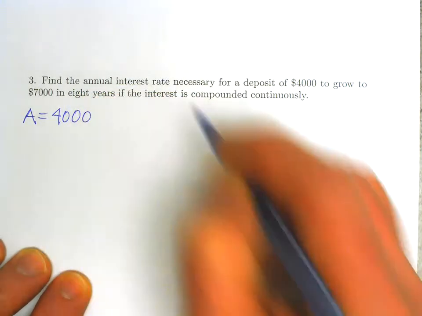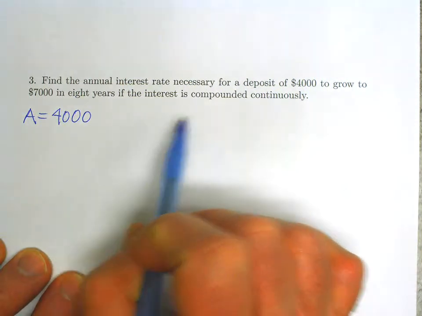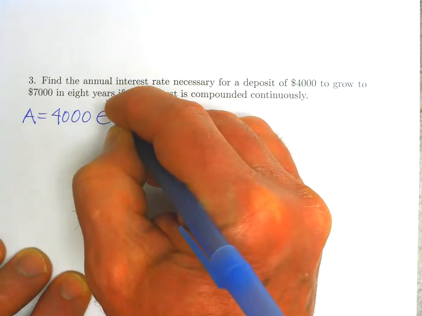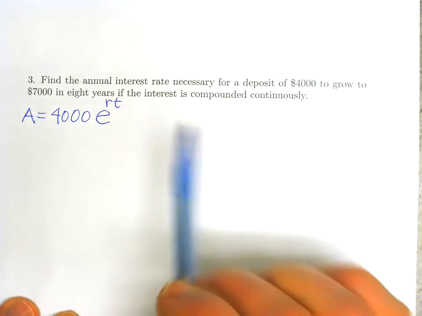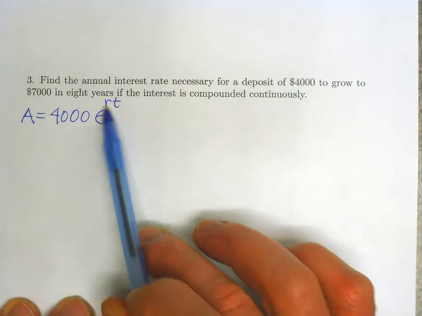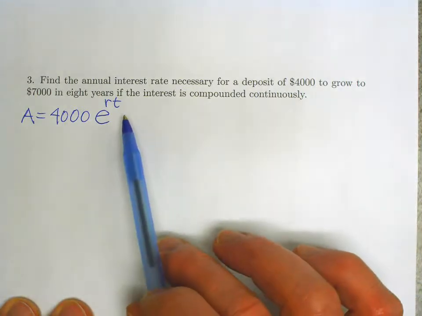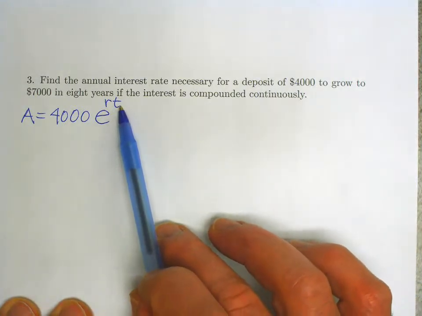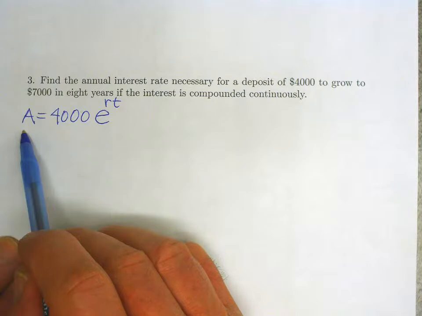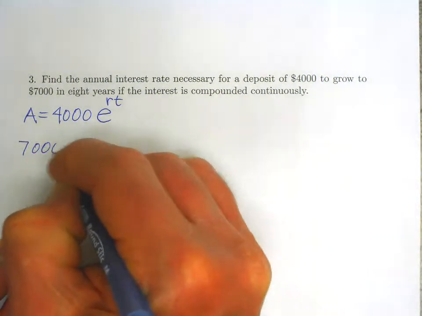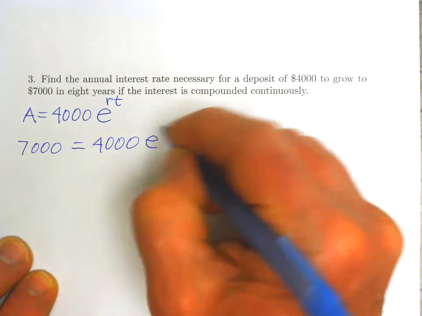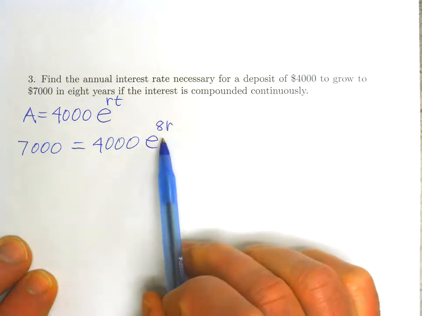So A equals 4,000. And the interest is compounded continuously, so it's 4,000 times e to the r times t, where t is the number of years. We don't yet know what the interest rate is. Okay, but we are told that after 8 years, when t is 8, the amount in the investment is 7,000. So replace A with 7,000, set it equal to 4,000 times e to the 8r. We replace t with 8.